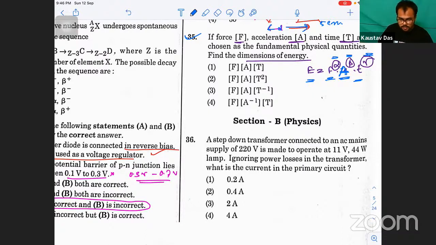And here we have the answer as F, A, T to the power 2, which comes in option number 2 as our correct answer. F, A, T to the power 2.